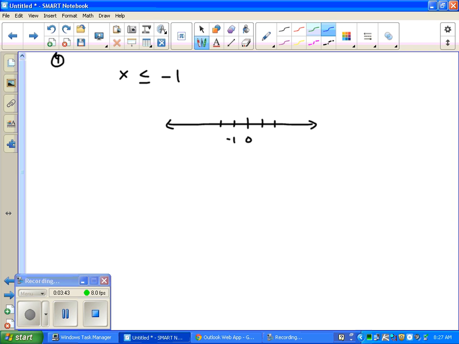Number 4 says x is less than or equal to negative 1. Or equal to means it's going to be a colored-in bubble. So your bubble is going to be at negative 1, colored in. Less than, remember, these are your smaller numbers, your negatives, and these are your positives, so everything's shaded in that direction.